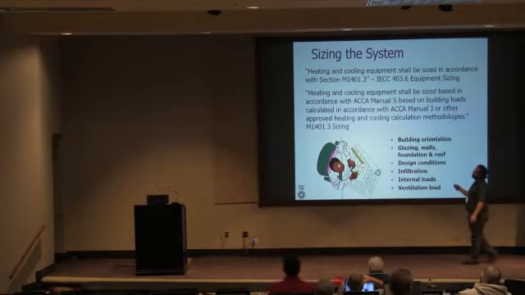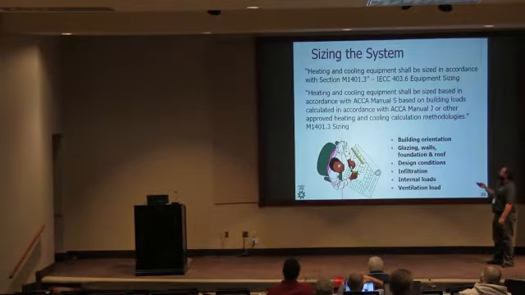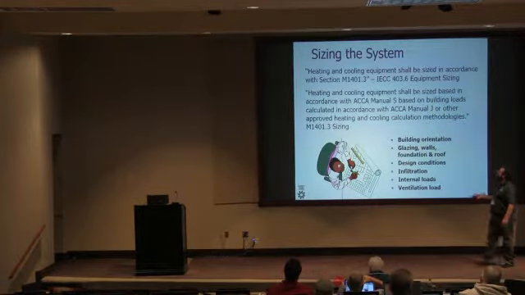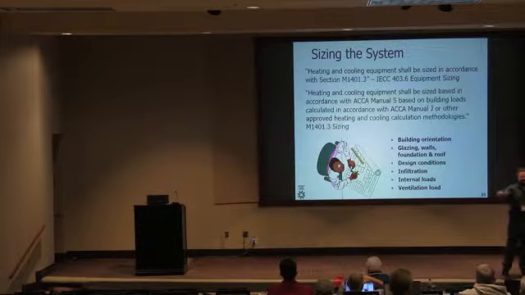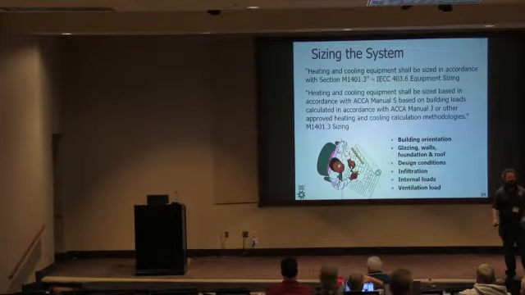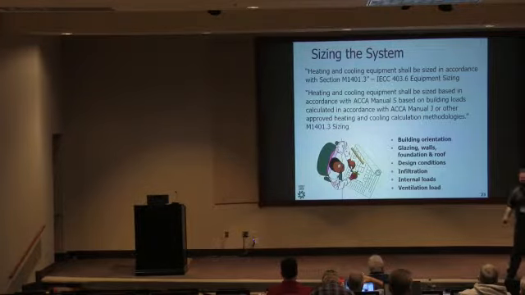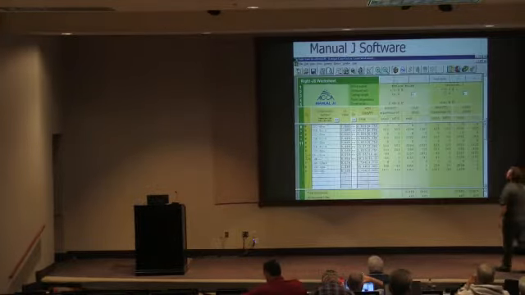Again, I mentioned this earlier, but this is required by the code. They are supposed to do a load calculation, and they're supposed to size the equipment to that load calculation. They're supposed to provide that documentation to the building official, and they are legally obligated to do this. Again, one of the most rampantly ignored things in the energy code.